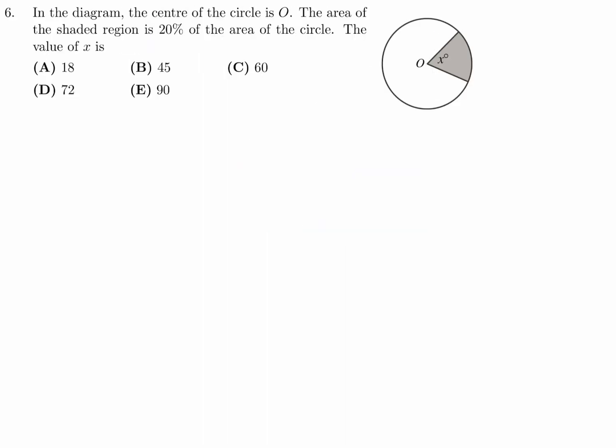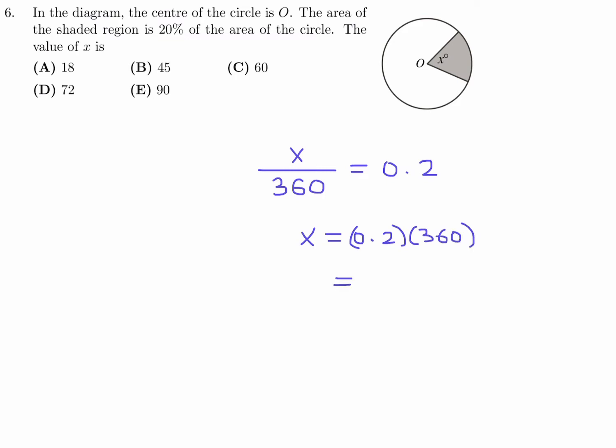In the diagram, the center of the circle is O. The area of the shaded region is 20% of the area of the circle. The value of x is. X over 360 degrees is going to be the equivalent area if you compare it. And they've already told you that is equivalent to 20%, which is 0.2. And there you go. That's what you have to solve. So x is going to be 0.2 multiplied by 360. And that is equal to 72. So number 6, the answer is D.